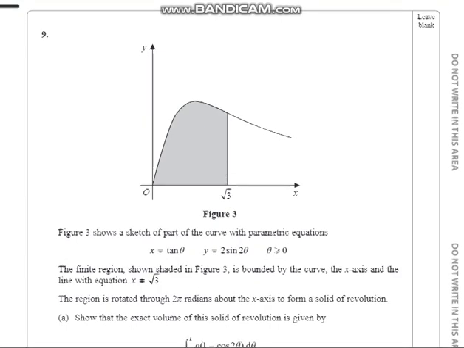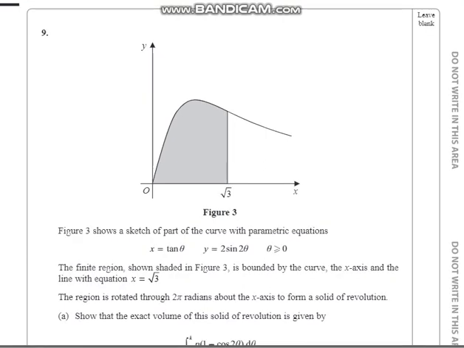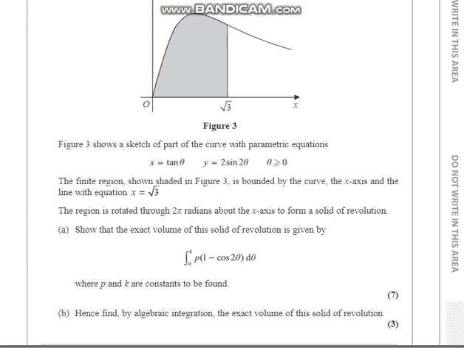Show that the exact volume of this solid of revolution is given by the integral of k from 0 to p of 1 minus cos 2 theta d theta, where p and k are constants to be found. So we have to find the constants only, not the integral as a whole. So without further ado, let's get started.